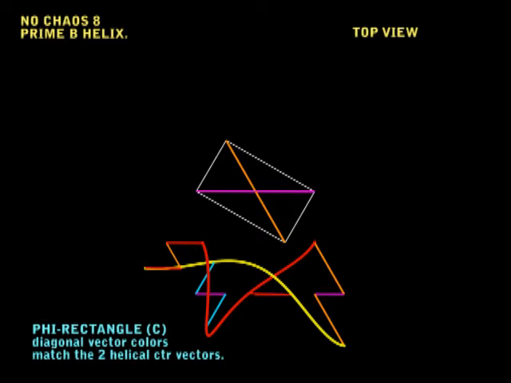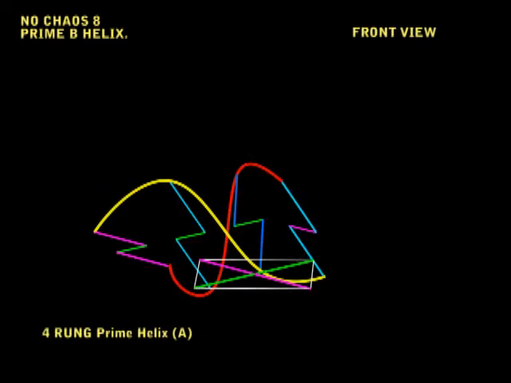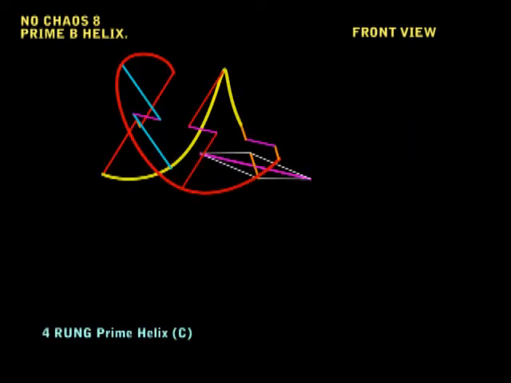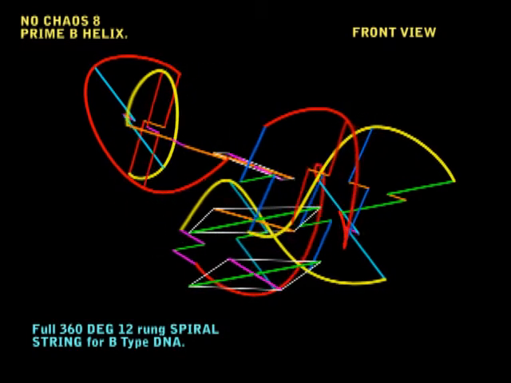Now look when I show the three sections together in the top view. It's amazing that the 3 phi rectangles are now showing an icosahedron. And the mathematicians that say that only a crank shows trivial geometry is a load of baloney. Okay, now I'll show this going through pretty fast in the front view. And then we'll put all three together. And now we can give it a little spin around.